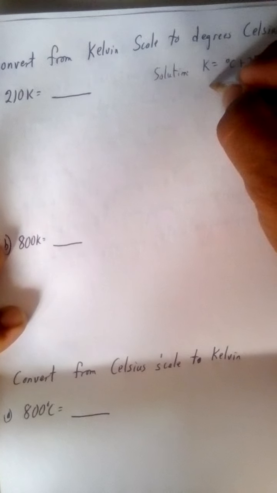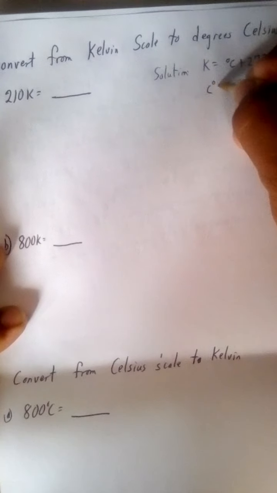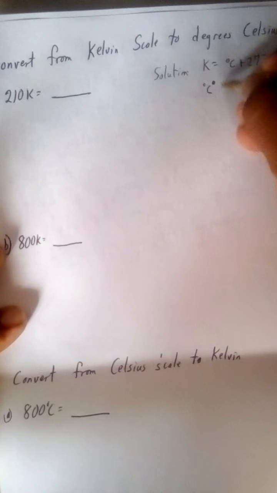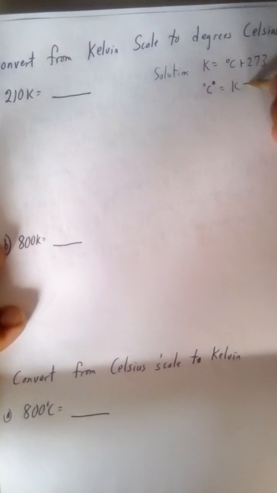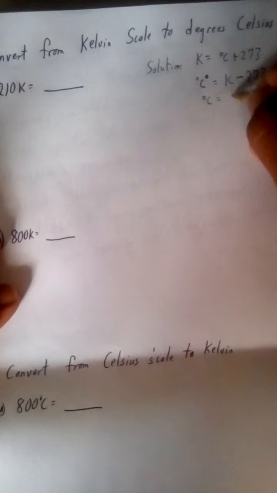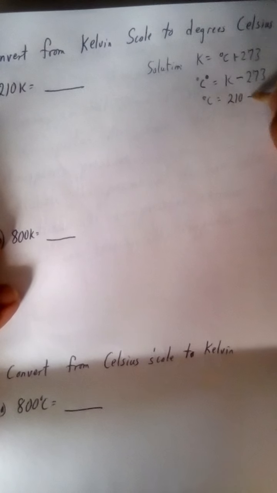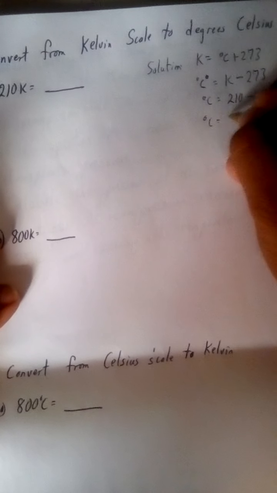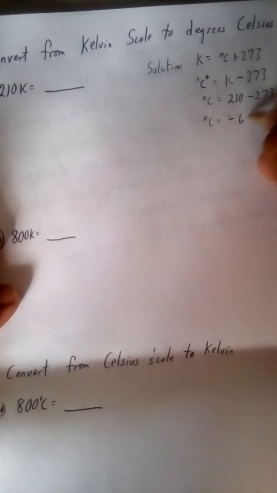So by doing that, I end up with C degrees Celsius equals Kelvin take away 273. All right, so now I could take my value of 210, put 210 minus 273, and that gives me a degrees of negative 63 degrees Celsius.